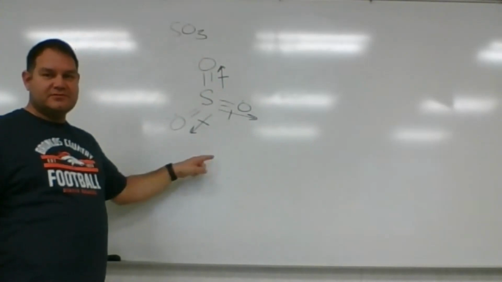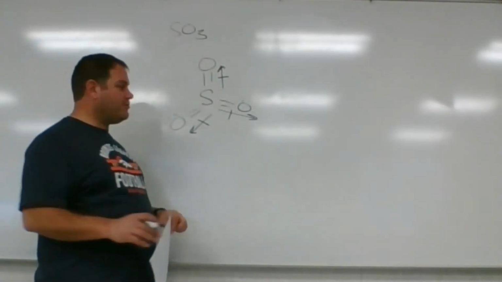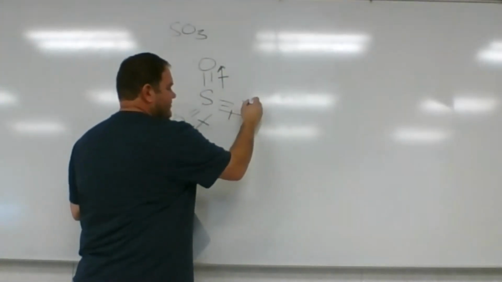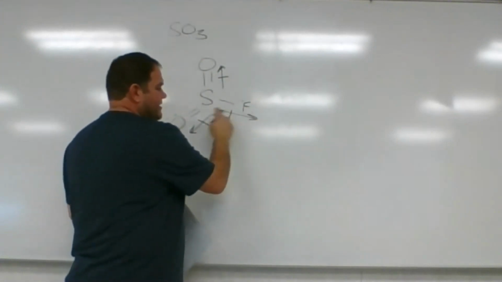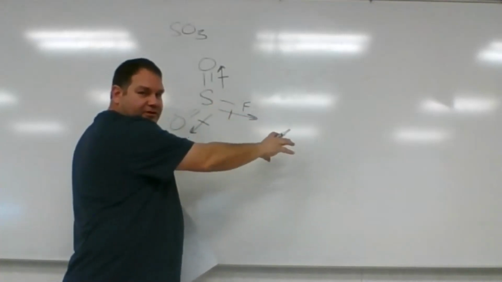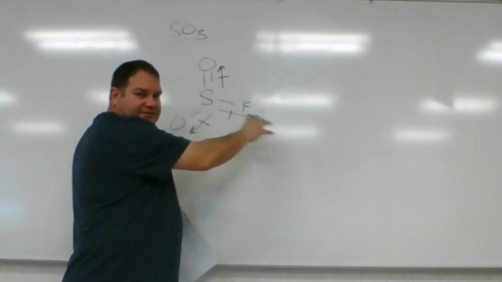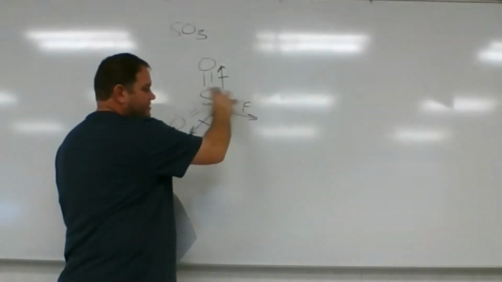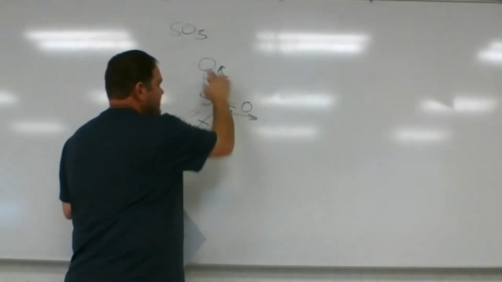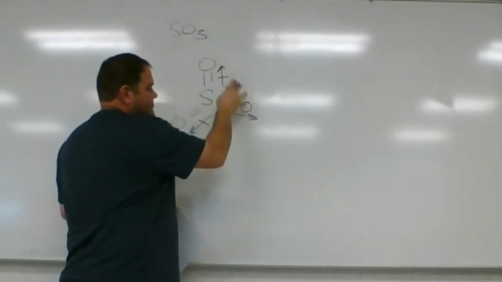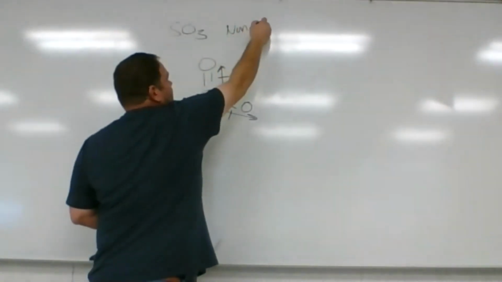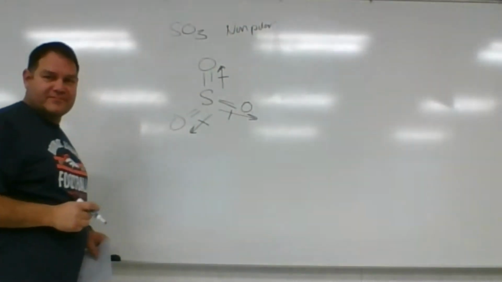This is nonpolar. The only way that this could be polar is if one of these was something different, say fluorine. Then the fluorine is pulling with a greater electronegativity, so this would be slightly polar because the magnitude of the pull is slightly greater there than for the oxygens. But as long as these are the same atoms, the magnitude of pull is the same, therefore they're offset, and this is going to be nonpolar.